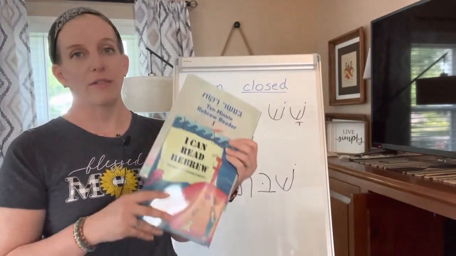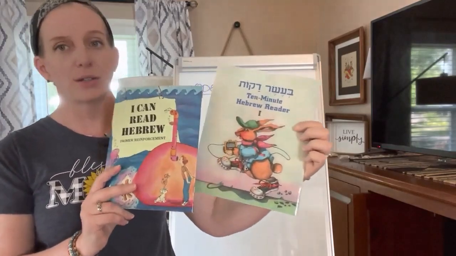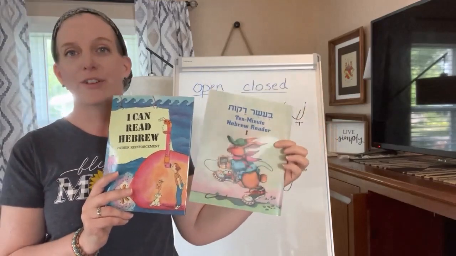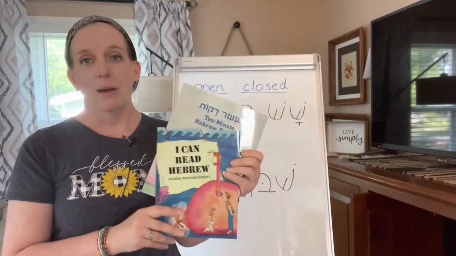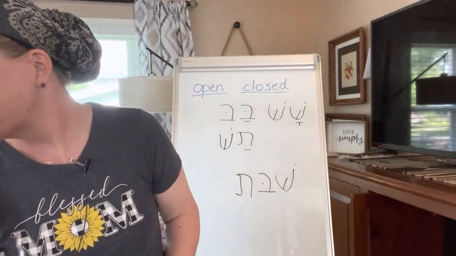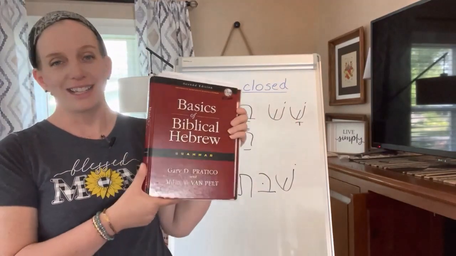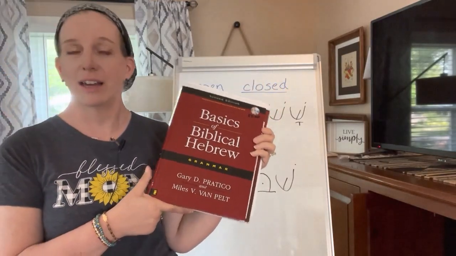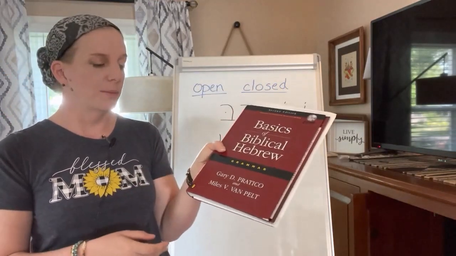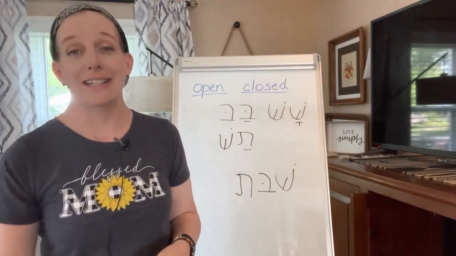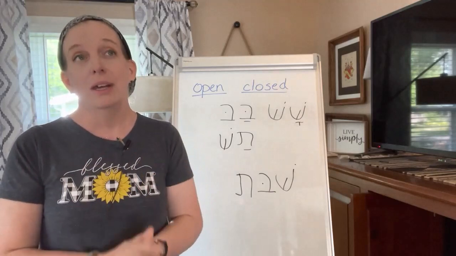And we'll go into more of the Aleph Beit in the lessons to come, but these are some great books. I Can Read Hebrew and the 10-Minute Hebrew Reader. These are fun to use even as a group, and these are available at foundationspress.com. And last but not least, if you really like to geek out, you can get the Basics of Biblical Hebrew Grammar, and it has a workbook that goes with it. This is put out by Zondervan, and it's just really, really in-depth if you'd really like to go deep.